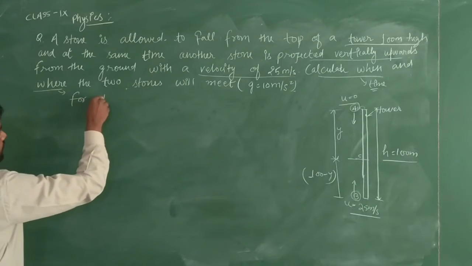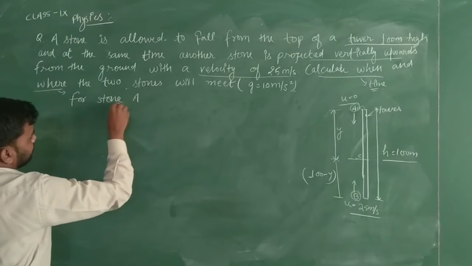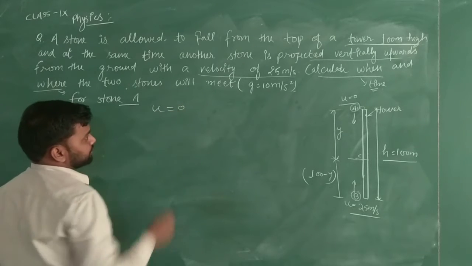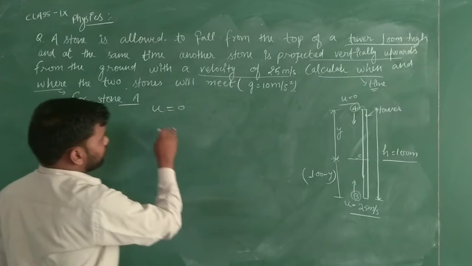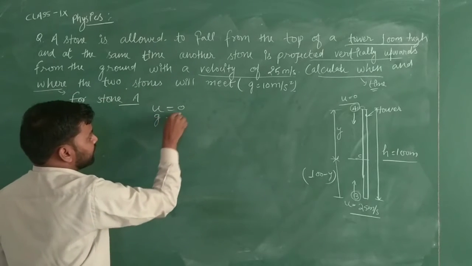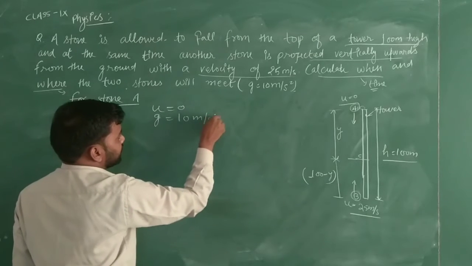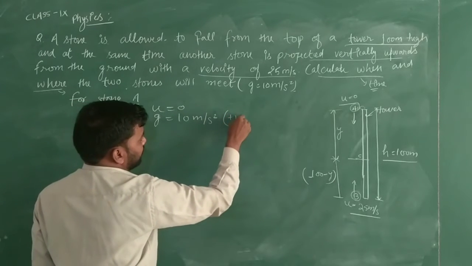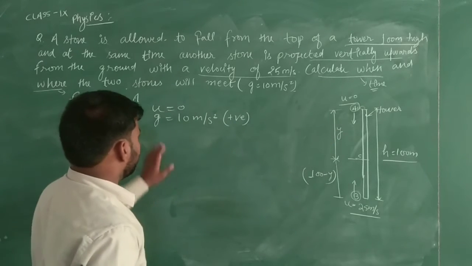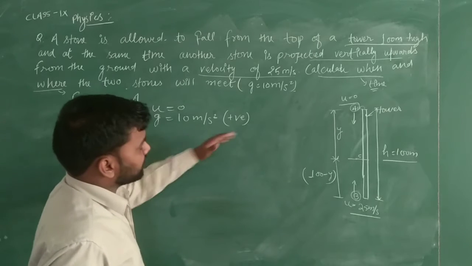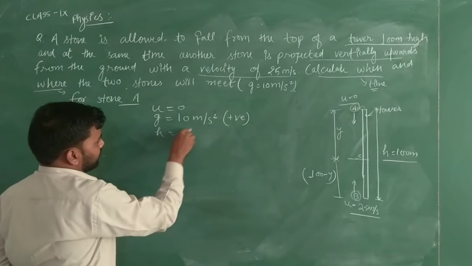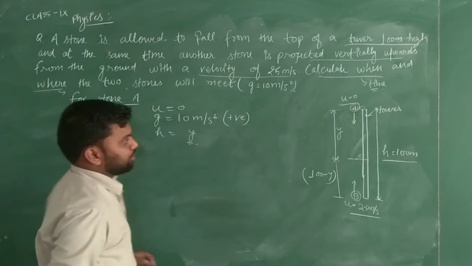For stone A, what is given here? We have the initial velocity, that is 0. We have the value of g also, that is given here. g equal to 10 meter per second square. It will be positive because object A is coming in the downward direction, and we can see that it is traveling a distance h equal to y, up to which that object is coming.